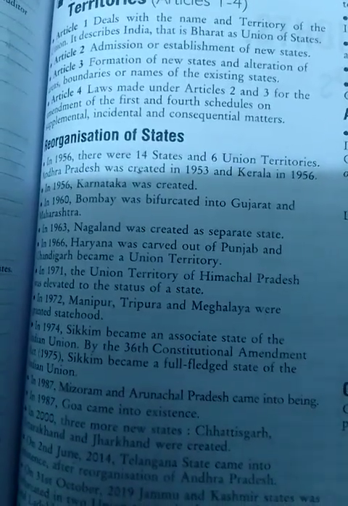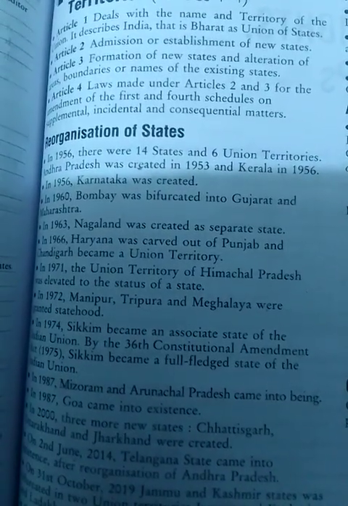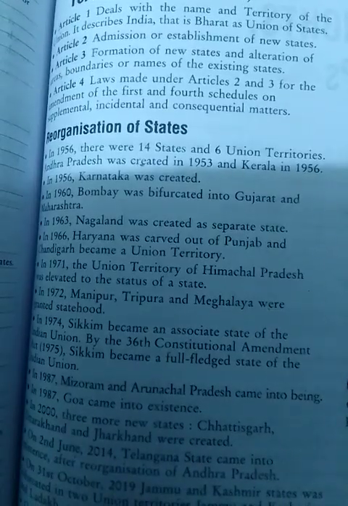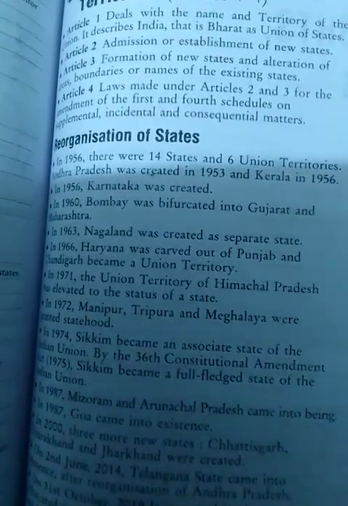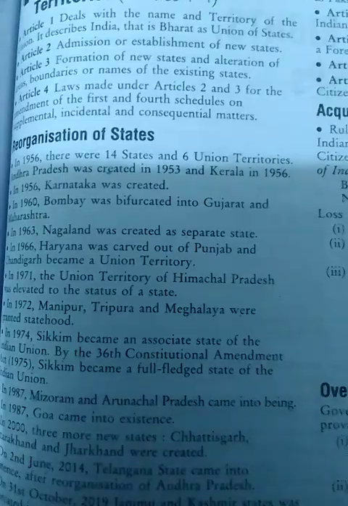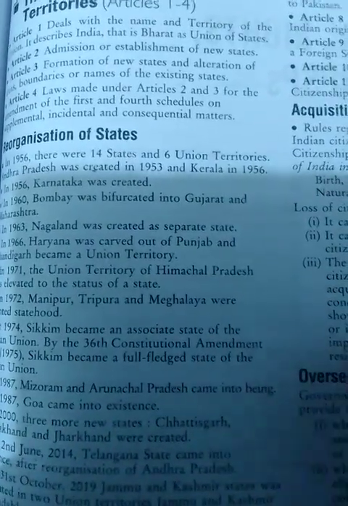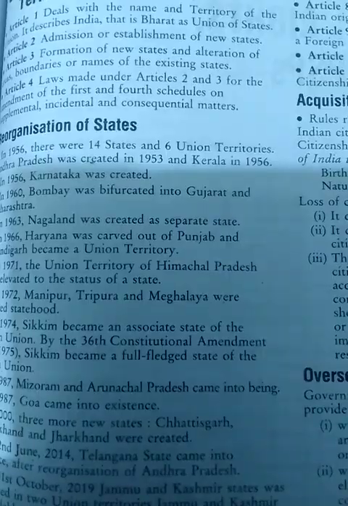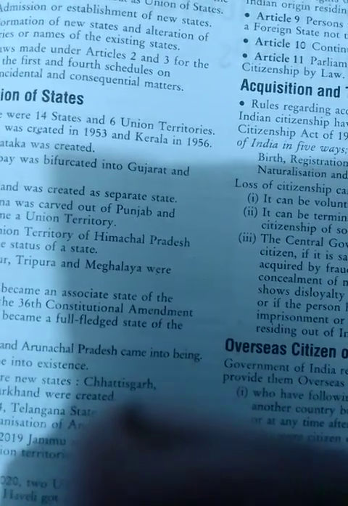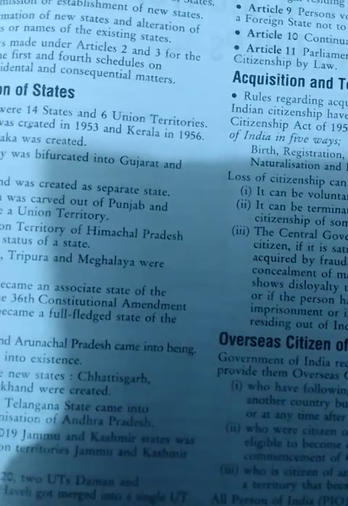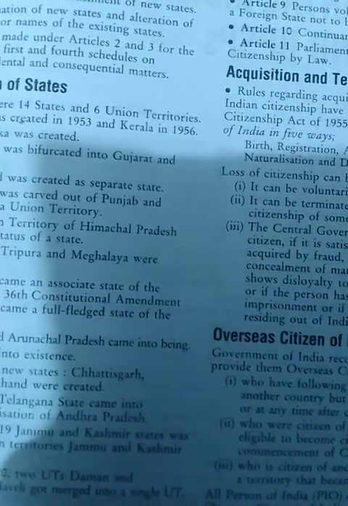Article 4: Laws made under Article 2 and 3 for the amendment of the First and Fourth Schedules and on supplemental, incidental and consequential matters.